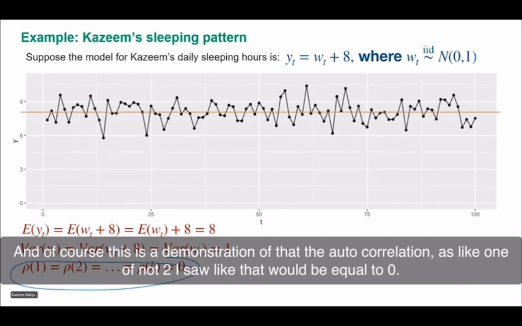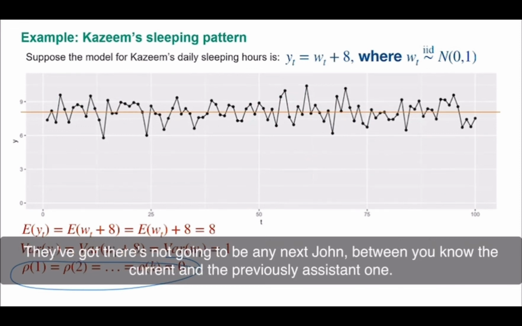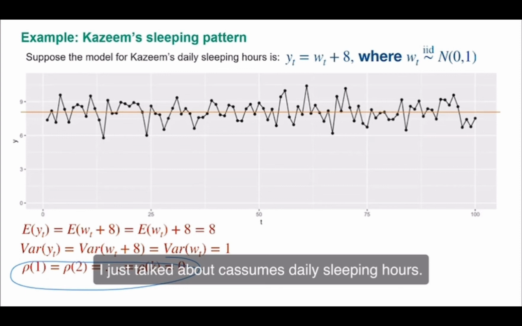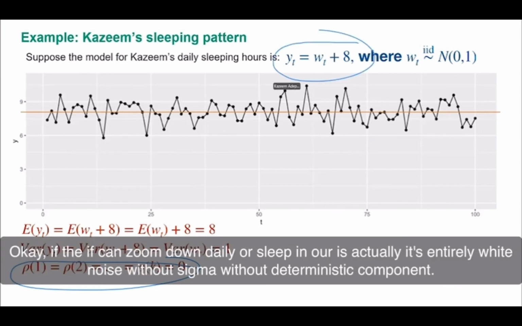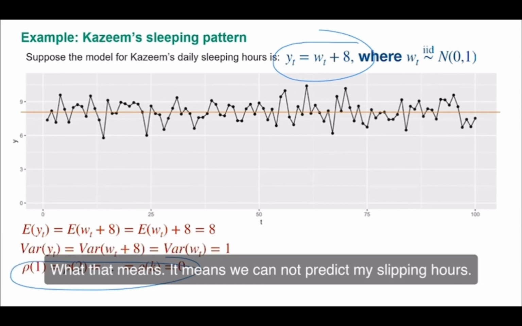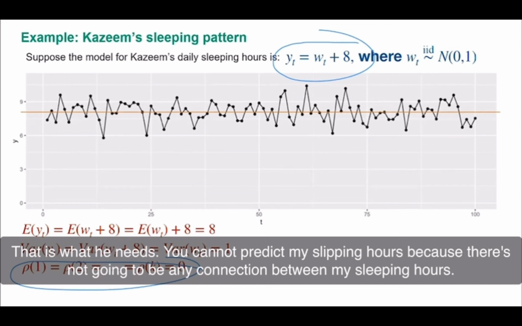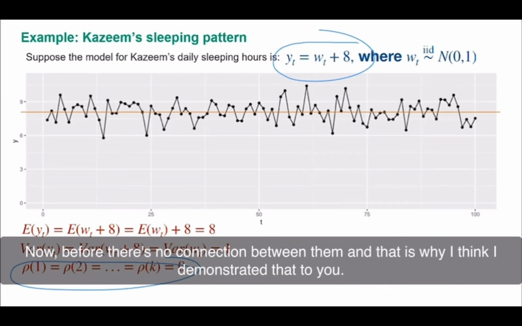The autocorrelation at lag 1, at lag 2, and so on would be equal to 0, because there's not going to be any connection between the current and the previously existing one. I just talked about Kazim's daily sleeping hours. If Kazim's daily sleeping hours is entirely white noise without signal, without a deterministic component, it means we cannot predict my sleeping hours. You cannot predict my sleeping hours because there's not going to be any connection between my sleeping hours now and before.